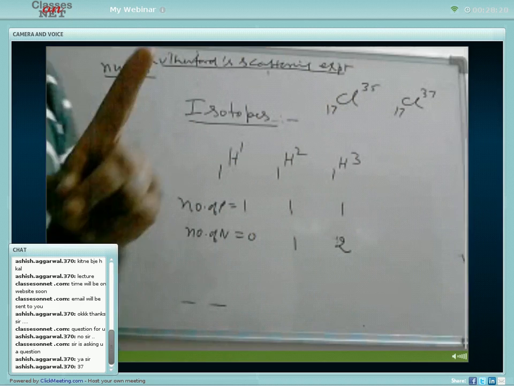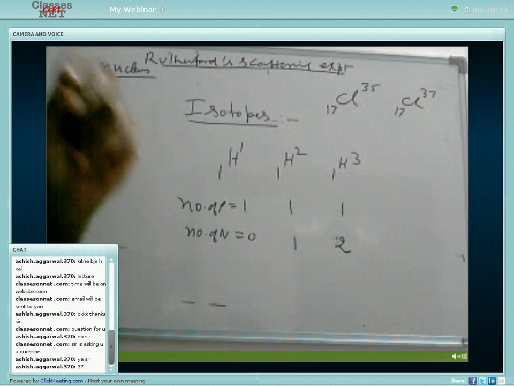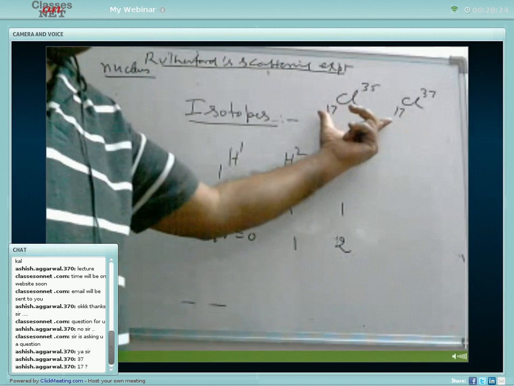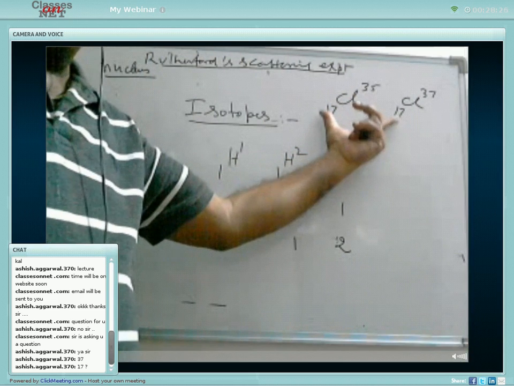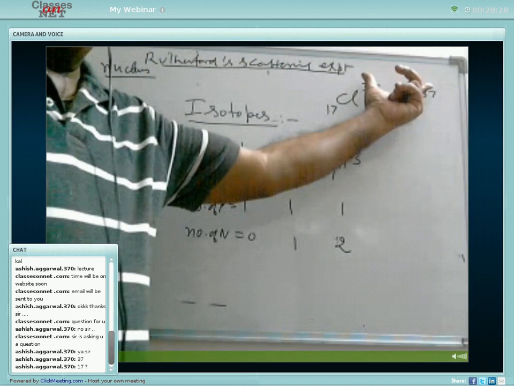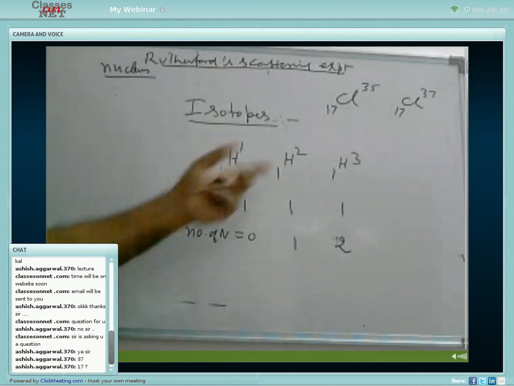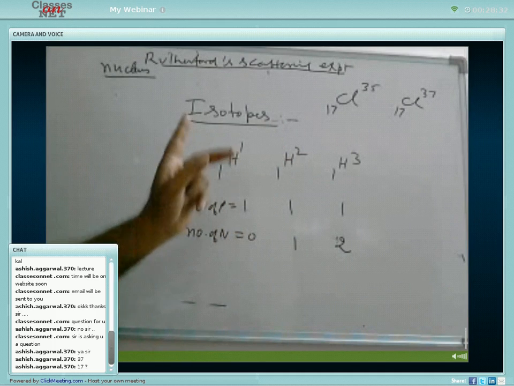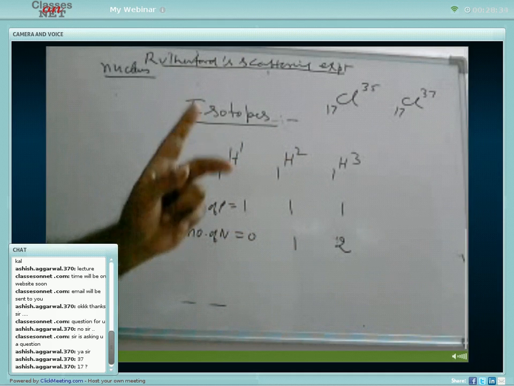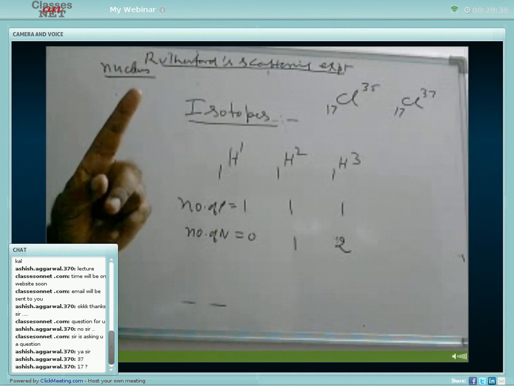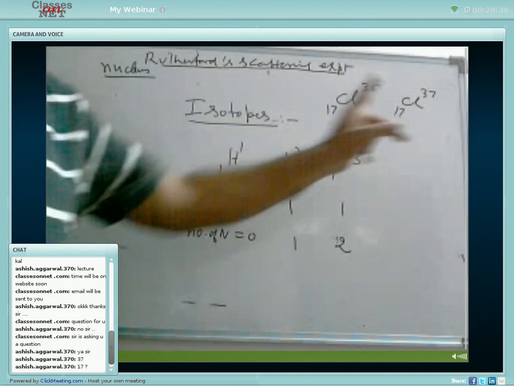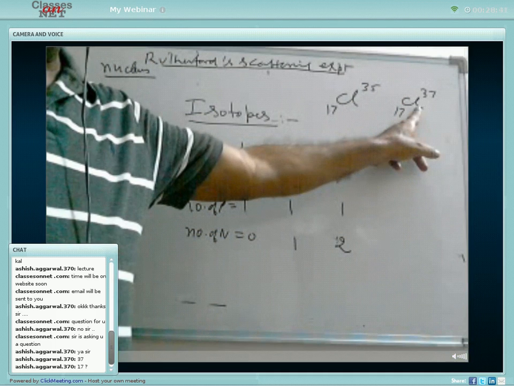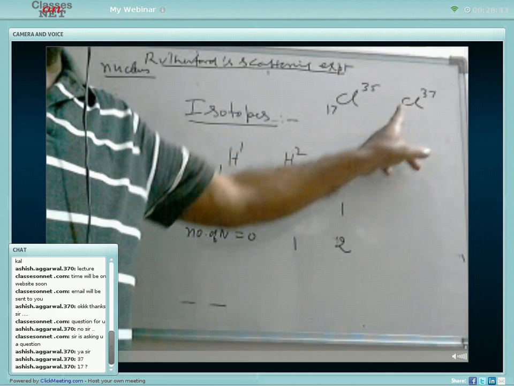As I told you, the atomic number is equal to the number of protons. The atomic number is always written on the left-hand side, and these are the mass numbers. The mass number is the sum of the neutrons and the protons. Atomic number is equal to the number of protons. So how many protons are there in this atom? 17.